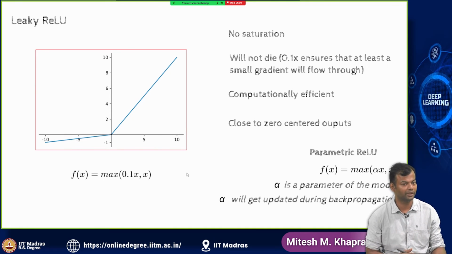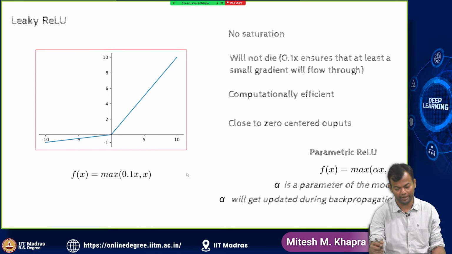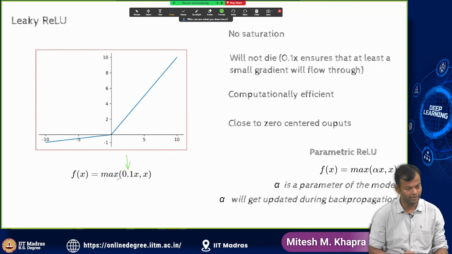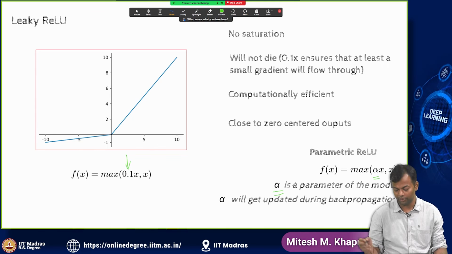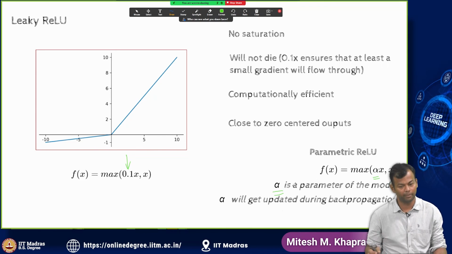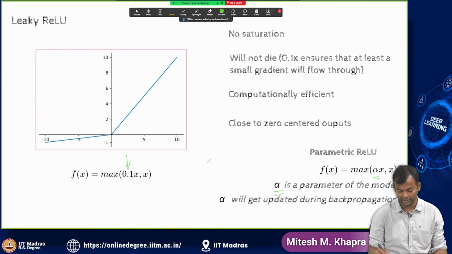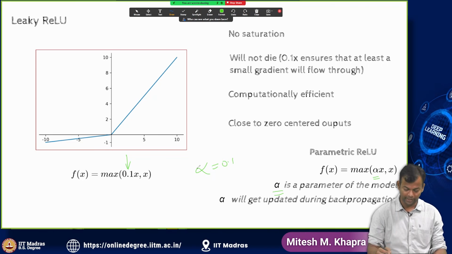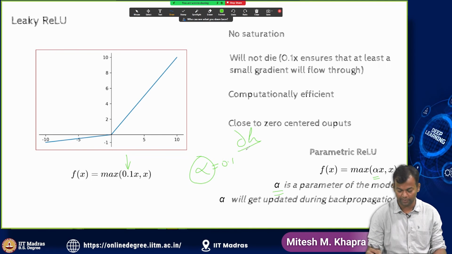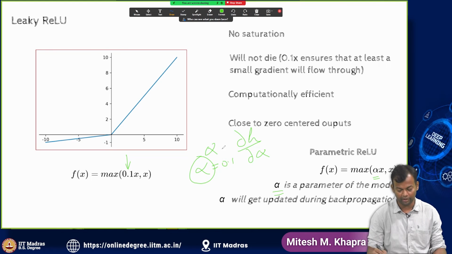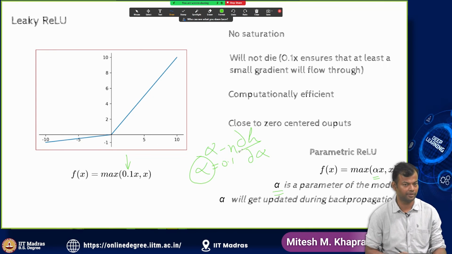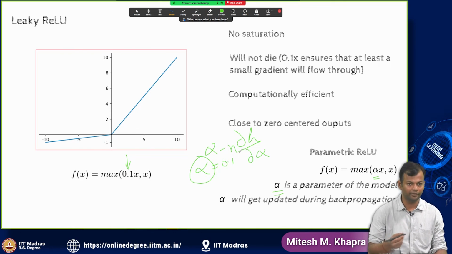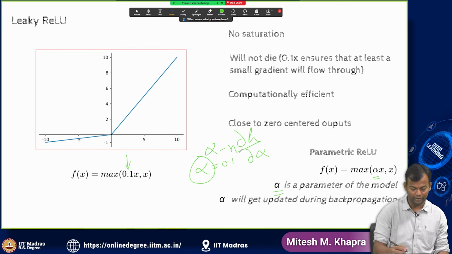And then there are a few such other variants, right? So one of them is parametric Relu. So then the question is, why set this to 0.1x? So let it be some alpha, and this alpha could also be learned, and it will also get updated during backpropagation, right? So one simple way of thinking is that you set alpha equal to 0.1 to begin with, and then just as all the weights are getting updated, compute the derivative of the loss function with respect to alpha also, and then update alpha as alpha minus eta times this gradient, or whatever gradient descent update rule you are using, right?